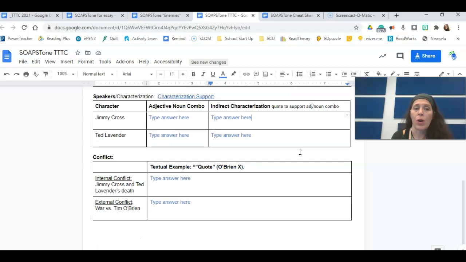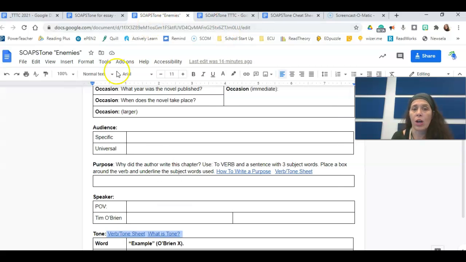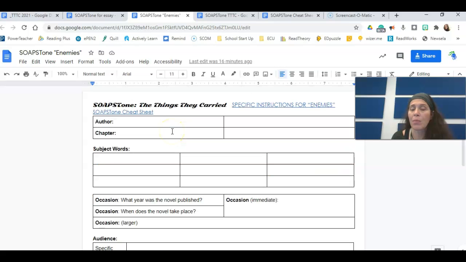This final one on this assignment is asking for conflict, so internal conflict and external conflict, and you're going to be providing a quote to support that. You're going to be doing several soapstones while we're reading this book. So another one that you're going to do is on a chapter called Enemies. I have provided the same instructions on this one.